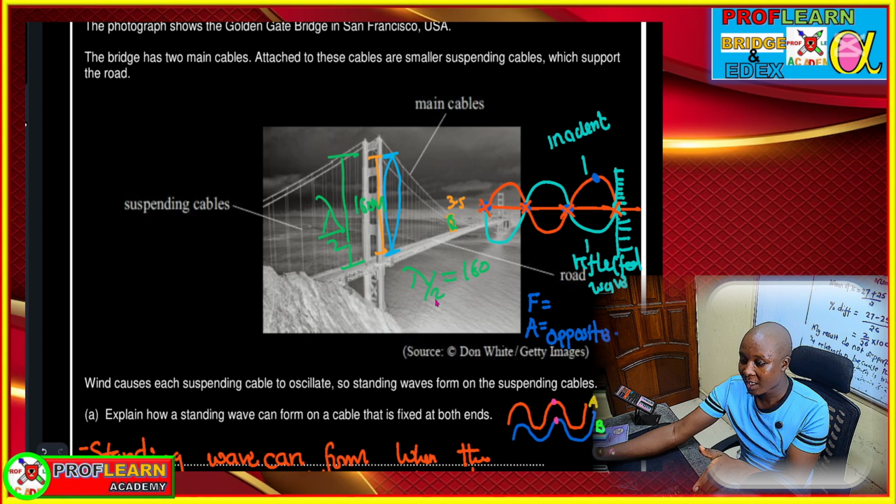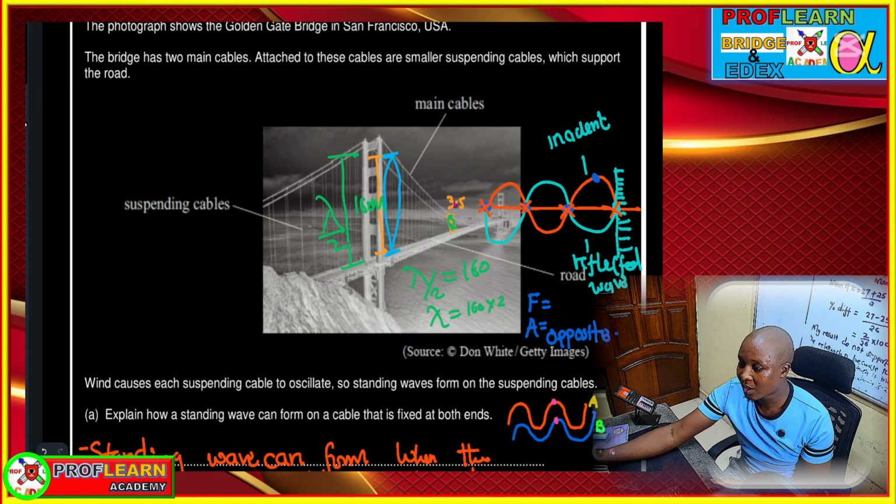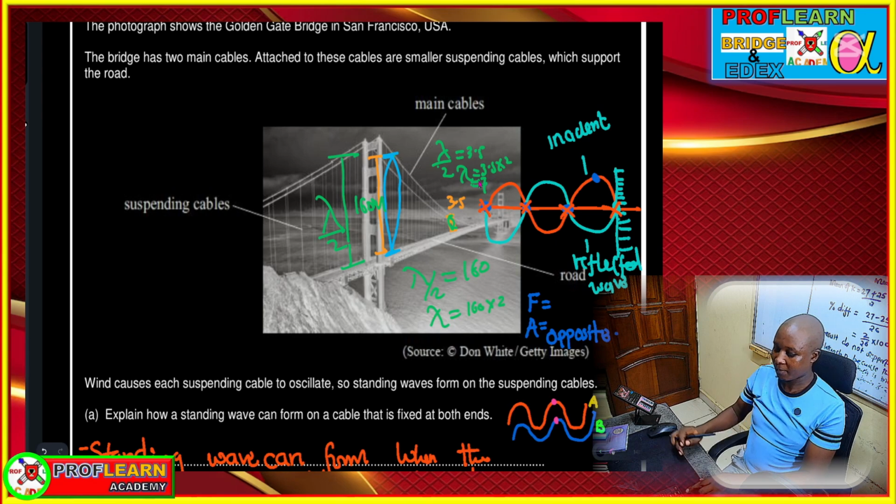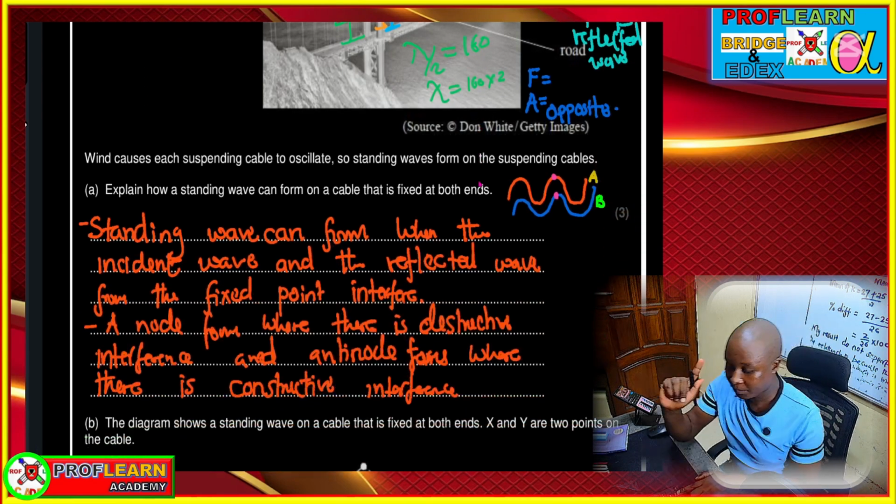that is going to be formed? The wavelength is going to be 160 times 2, so this is going to translate to 320. But if you are using 3.5, we also say half a wavelength is equal to 3.5, so the wavelength created at that point will be 3.5 times 2, and that translates to 7.